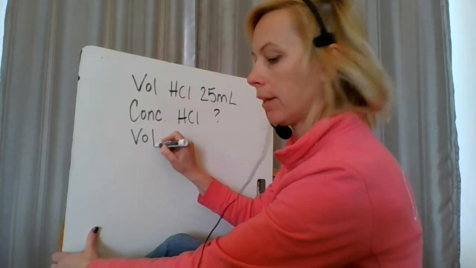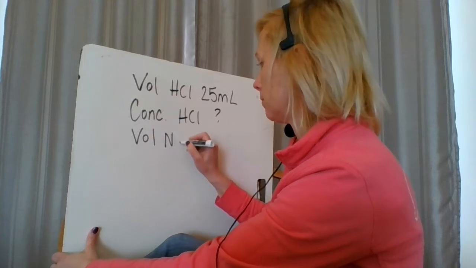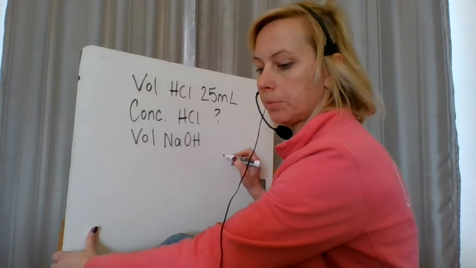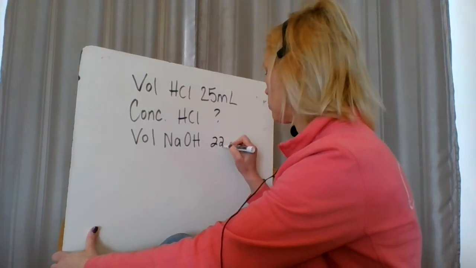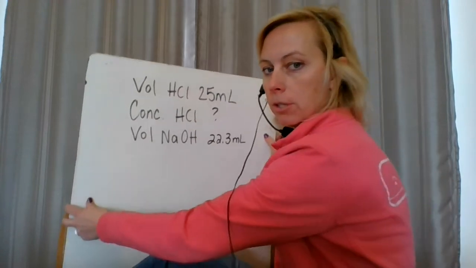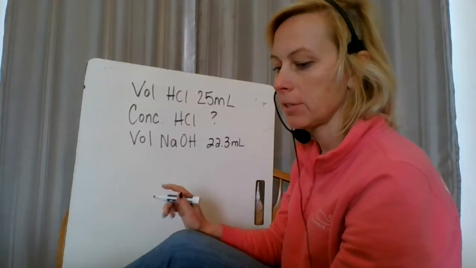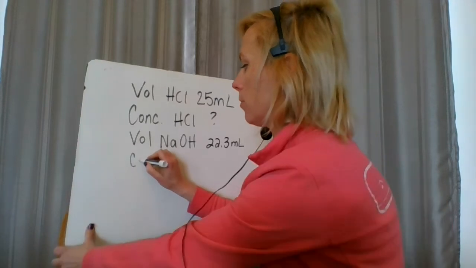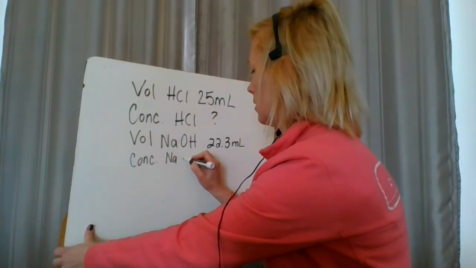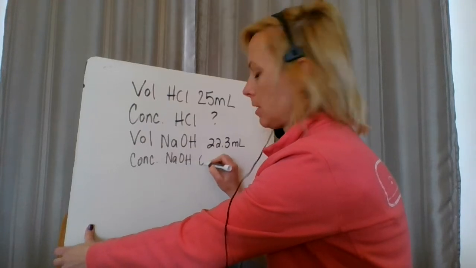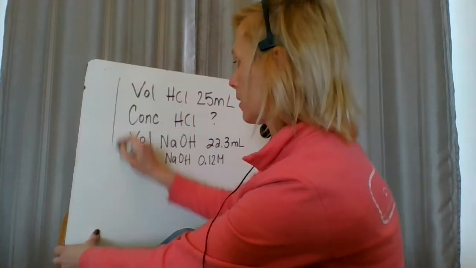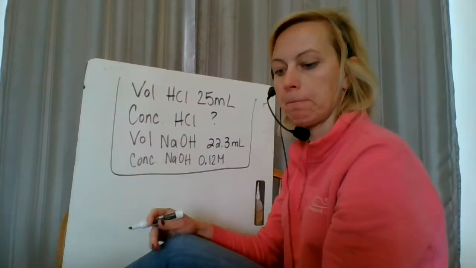You do know the volume of your sodium hydroxide, your base, and it's 22.3 milliliters. And then you do know the concentration of your base as well to be 0.12 molarity. So this is in that box that you have to fill out.